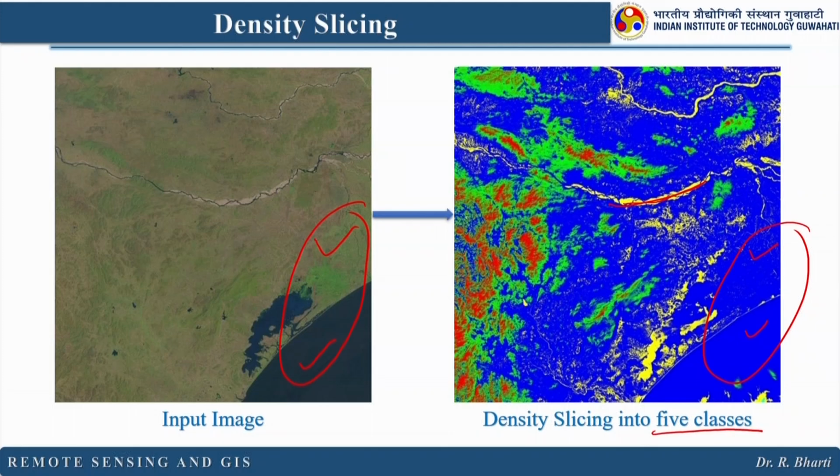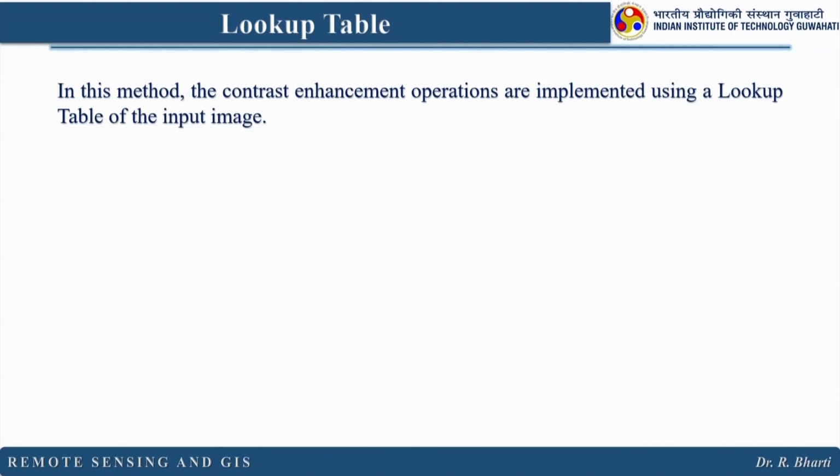So, first decide what you want from this, and then identify or fix the classes, then find out the value range of your objects lying in different classes, and then apply this density slicing. So, this is very easy, but it will give you a very good result. All these methods which we have discussed till now are basically directly applied on the image.